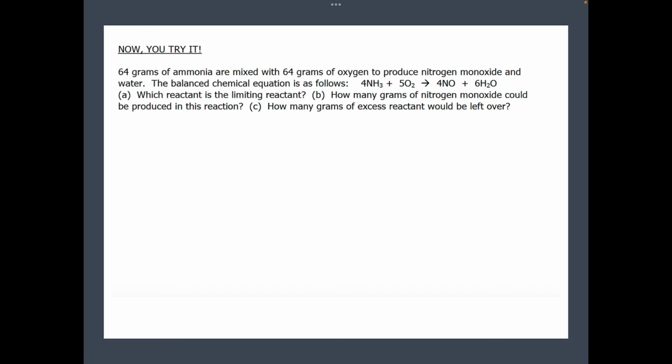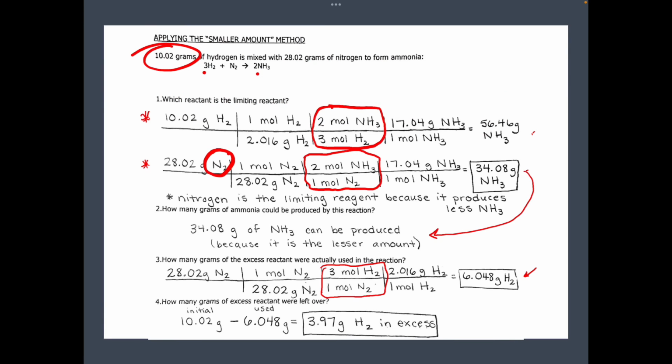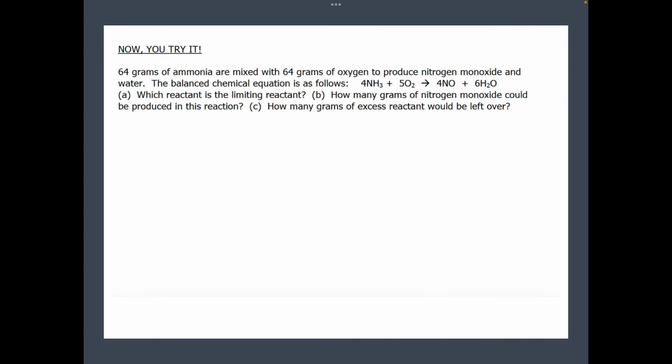All right, let's try one more. So this is similar to the last problem, except you'll notice in the last problem, I broke it up into a bunch of different pieces for you. Instead of breaking it up into a bunch of different sub-questions, I've just given it all in one go. This says 64 grams of ammonia are mixed with 64 grams of oxygen to produce nitrogen monoxide and water.